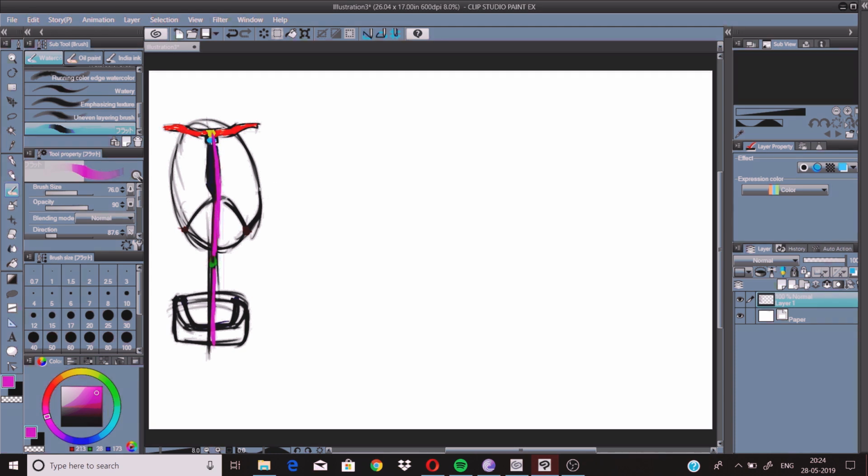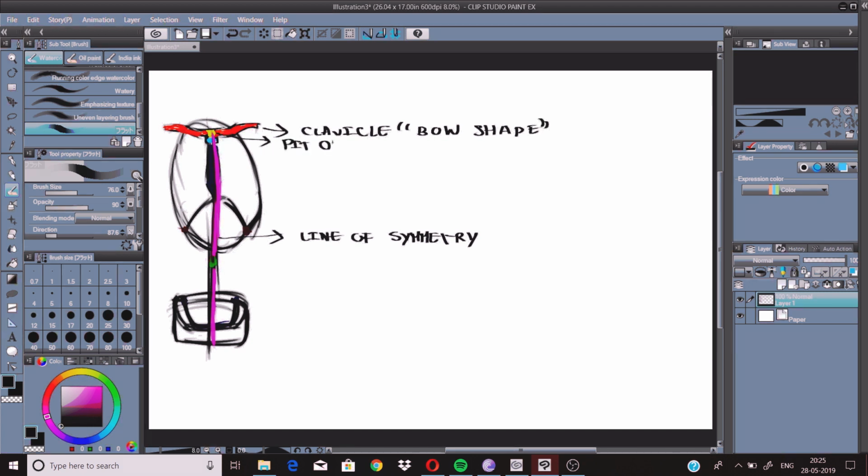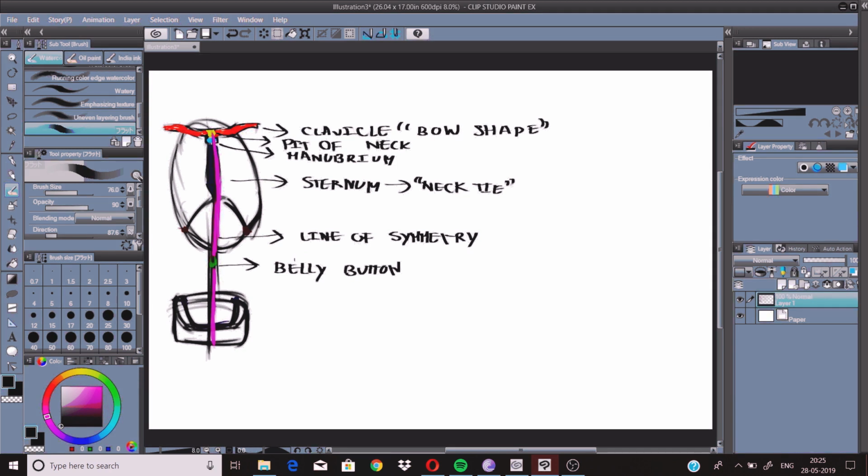So the first landmark is the clavicle, right under the neck. The clavicle resembles a bow shape and acts as a lever, helping the arm to move away and around the rib cage. The next one is the pit of the neck, in the middle of the clavicle and under the throat. And the next one is the manubrium, right under the pit of the neck. Then there is the sternum, a bone that together with the manubrium resembles a necktie, which is very difficult to tie for me.